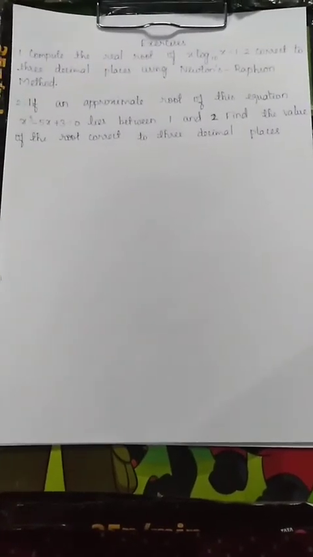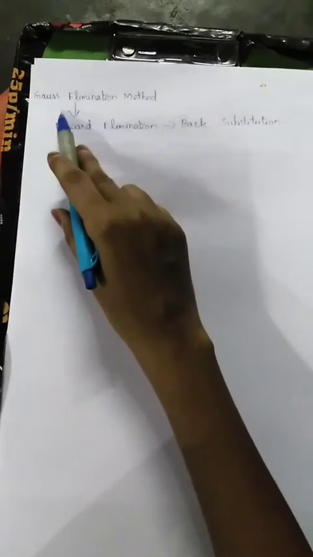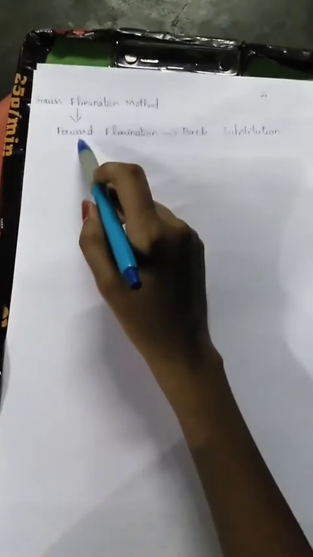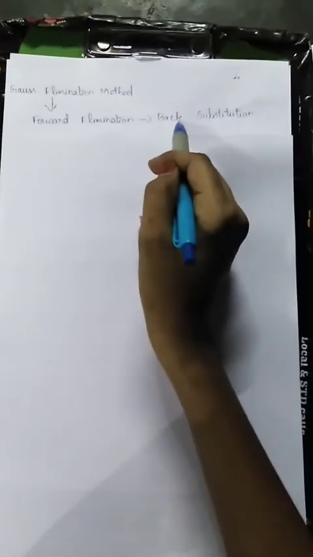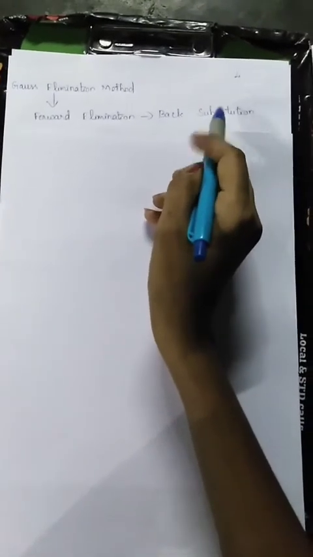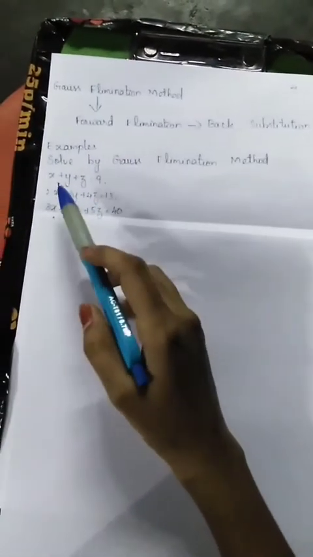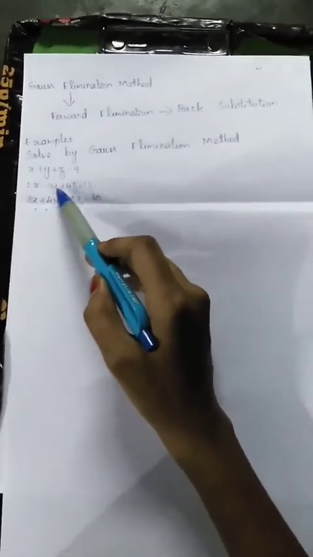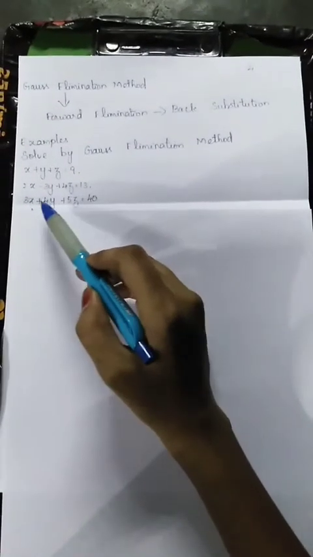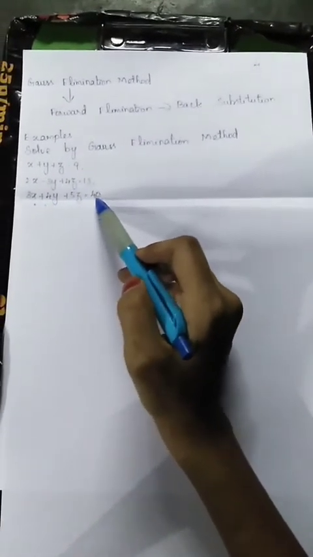Some examples for the Newton-Raphson method. I am going to tell you about the Gauss elimination method. Gauss elimination method consists of two steps. First is called the forward elimination. After that, we apply the back substitution method. I would like to teach some examples. Solve by Gauss elimination method: x + y + z = 9, 2x - 3y + 4z = 13, 3x + 4y + 5z = 40.